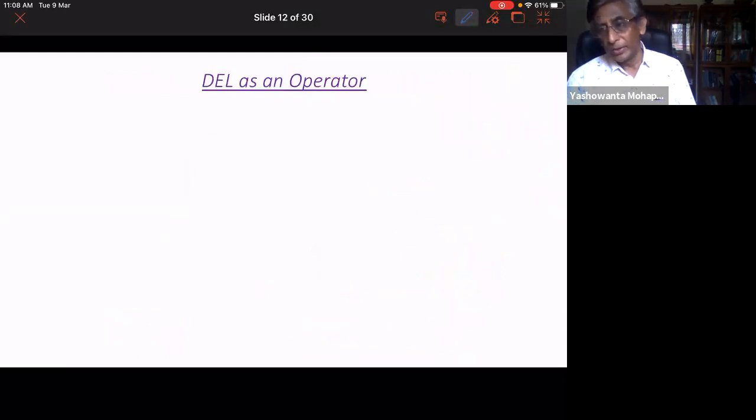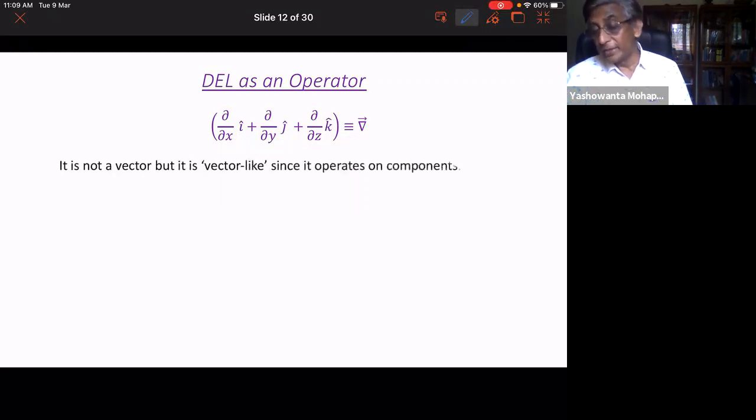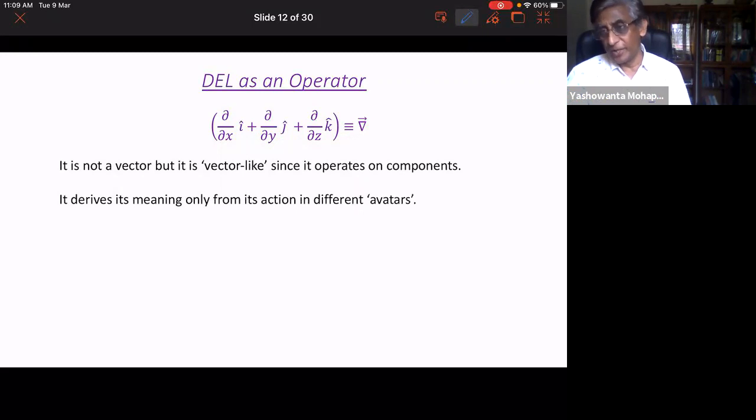All right. So in discussing gradient, we have found that object which is called del, and we call that an operator. So this quantity, which is just del by del x i, del by del y j, and del by del z k, is an object. I'm calling it an object because there's nothing physical about it. It's just a mathematical object, and so it is not a vector, but it's vector-like since it operates on components. It derives its meaning only from its action in different avatars. It's always hungry to operate on something.